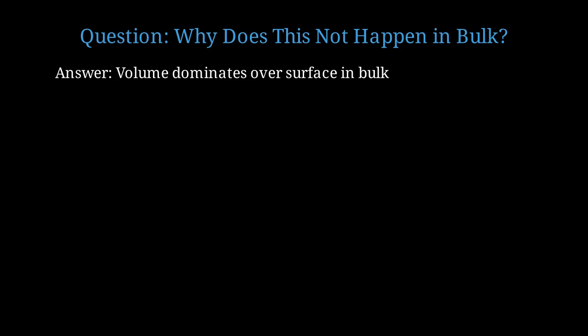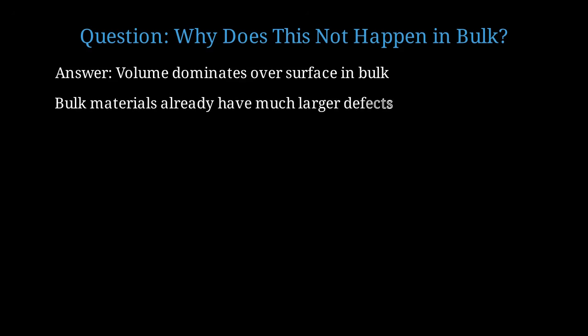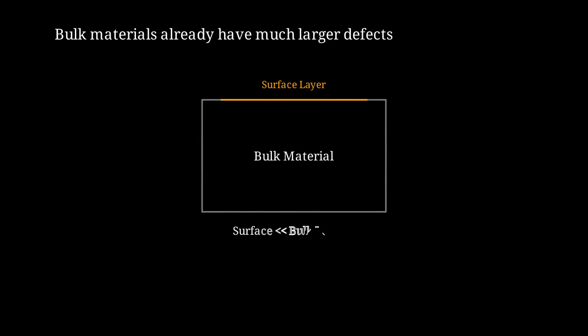You might ask, why does this not happen in bulk materials? They also have surfaces that can adsorb molecules. In bulk materials, the volume dominates. Surface adsorbates affect only a thin outer layer, perhaps nanometers deep. The bulk carries the load. Moreover, bulk materials already contain much larger defects, micron-scale cracks and voids that dominate failure. Surface effects are negligible by comparison. In bulk, the surface layer is a tiny fraction of total volume. Adsorbates here barely affect overall strength.